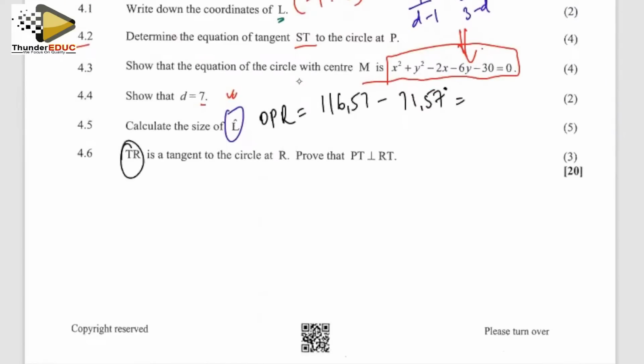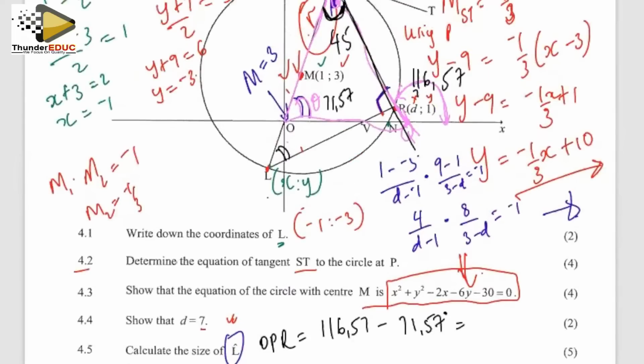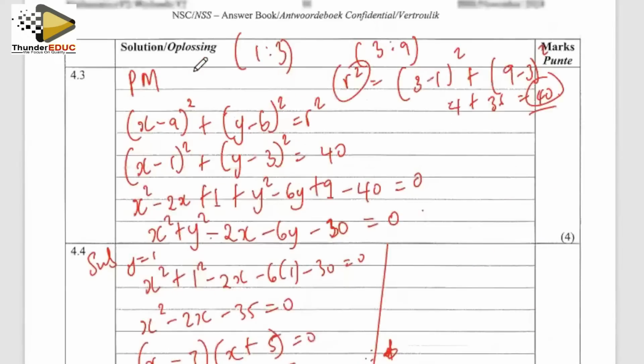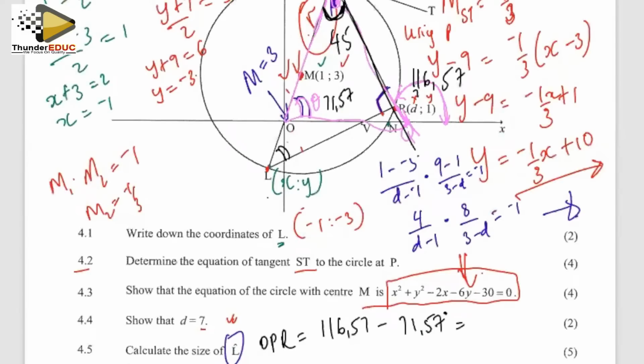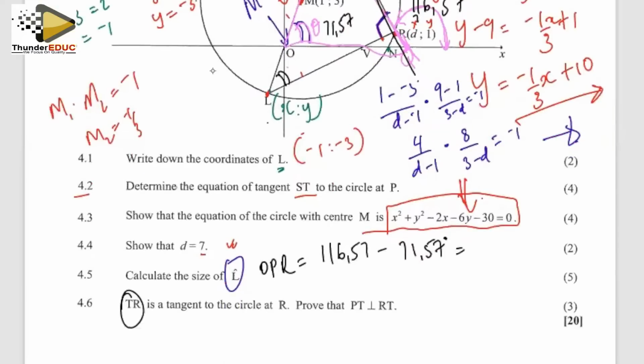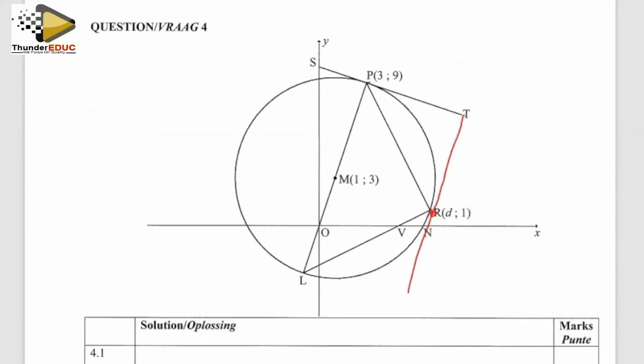Then TR is a tangent. This one is now crowded. Let's use this side. They're telling us that TR is a tangent. Okay, let's just sketch it that way. So if TR is a tangent at R, can we prove that PT is perpendicular to RT? Can we prove that PT is perpendicular to RT? In other words, you must prove that there is a 90 degree there.